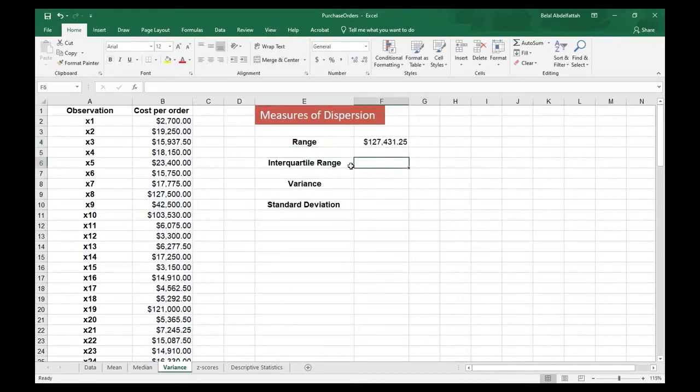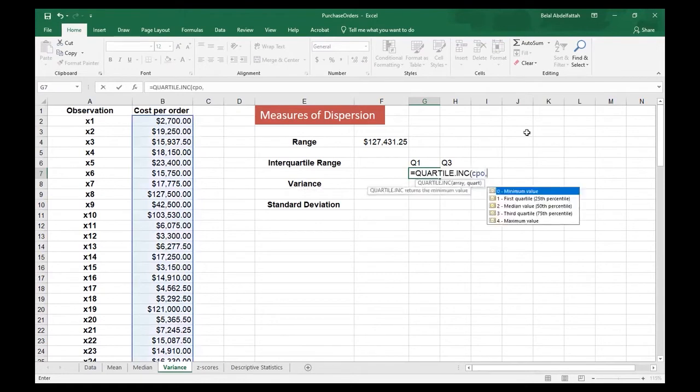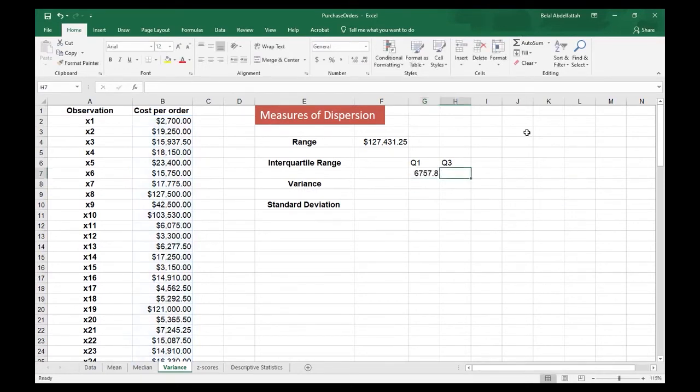Now the interquartile range has to deal with the quartiles. When you're trying to get the interquartile range, we're trying to look at the range of the first quartile as well as the third quartile in the cost per orders. So I'll go ahead and say for the array, I will select cost per order, and I want number one, the first quartile. I'll do the same thing for the third quartile.